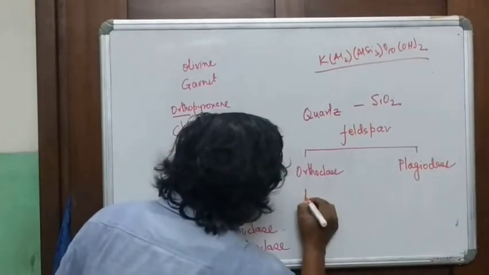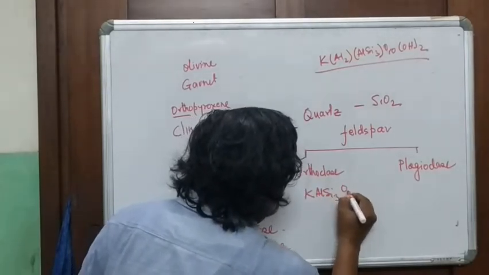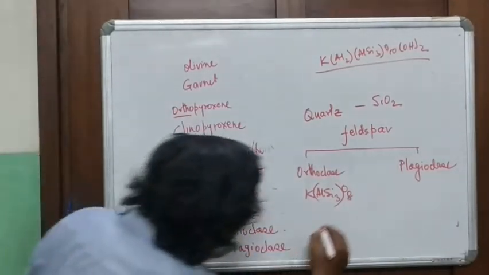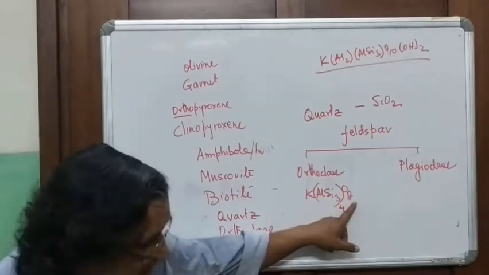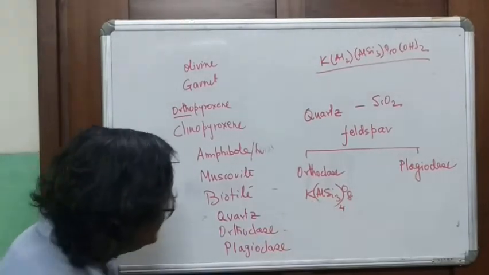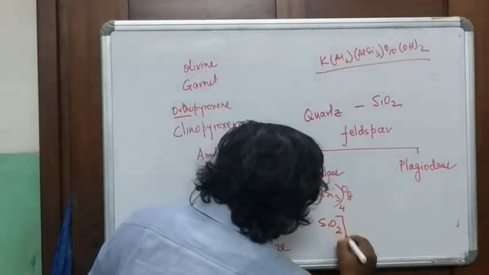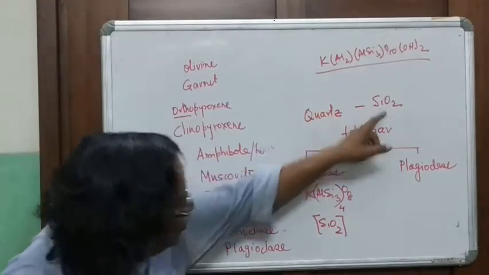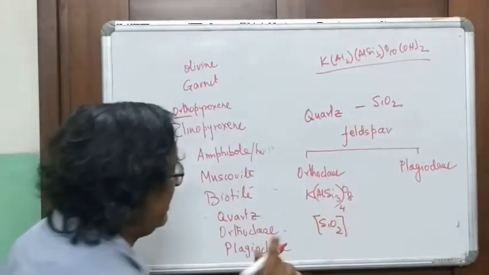The formula for orthoclase is KAlSi3O8. Now this is the ratio. Here you can see this is 4:8. That means if you take all of this as silicon, then this is SiO2. Can you see? This is SiO2. Here also it's SiO2. If you take plagioclase, it's between 2 end members.